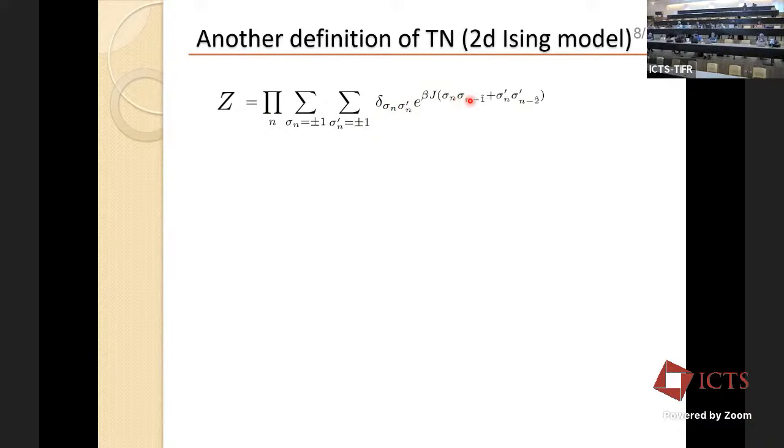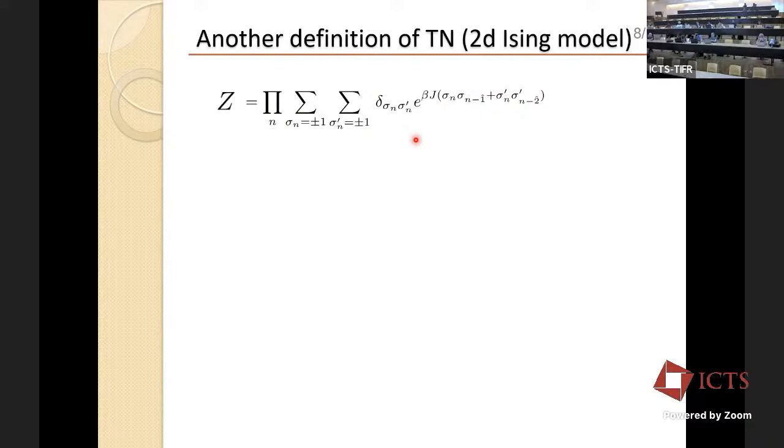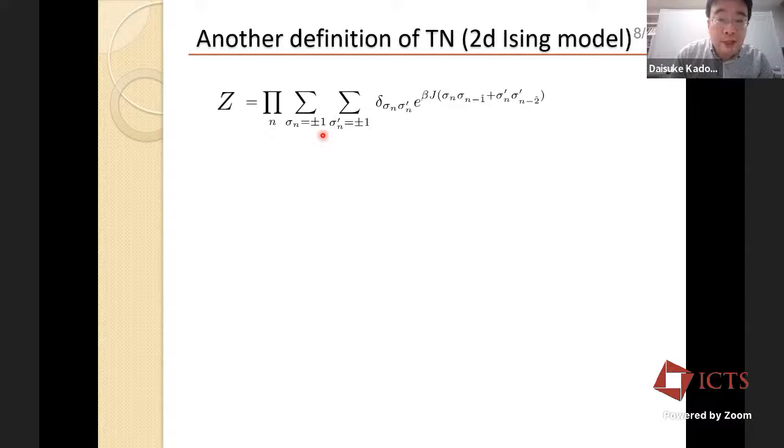Daisuke, one question. Sorry. Is there a trace missing in this expression? The partition function has to be a number, but I see matrices. Okay, the trace is given by the summation over the spin variable. Trace of exponential minus beta H. And this is a classical Ising model, so the trace is just replaced by the summation over spin variables.